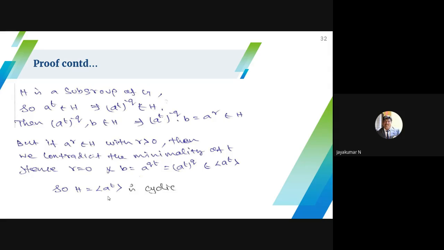See, I randomly pick one number. Already I chose a single element. Randomly I can now pick some number. Finally, I showed that the number is generated by a^t, which means if you choose any element in H, definitely that element is generated by a^t. Therefore, I conclude that the generator of H is equal to a^t. Hence, H is a cyclic subgroup.